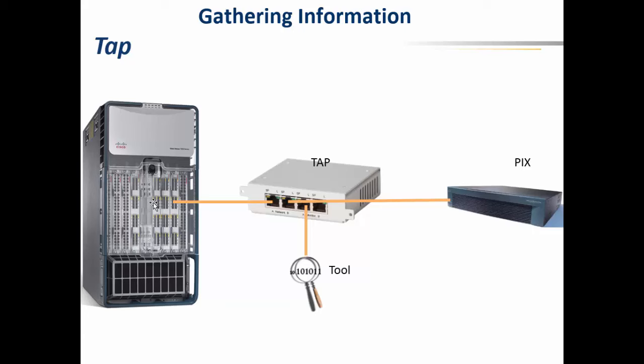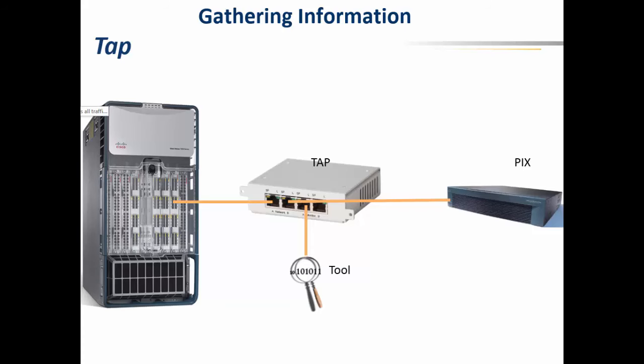We can see a big old Cisco switch here. Got a tap in the middle. We got a firewall over here. And there's our tool. Whatever tool you want, it doesn't matter. And in this case, we've decided to use a tap. You can see the switch goes into the tap, comes out of that port, and then the tool is in this port. And this tap had another port that we could use as well.